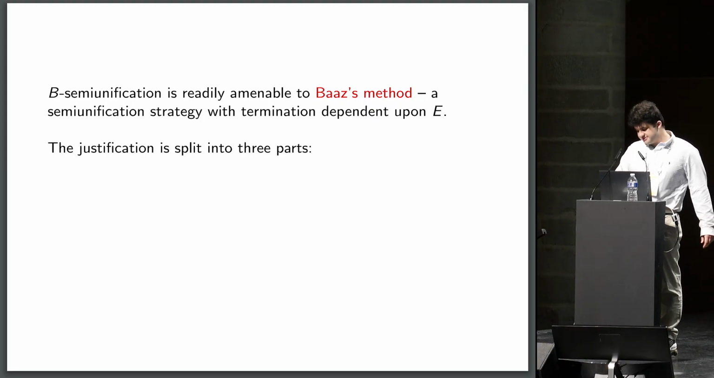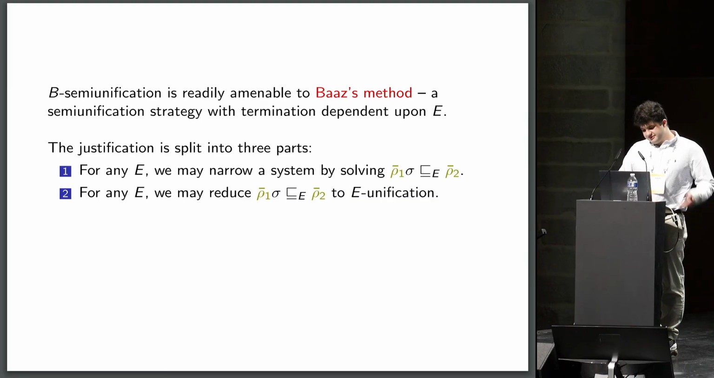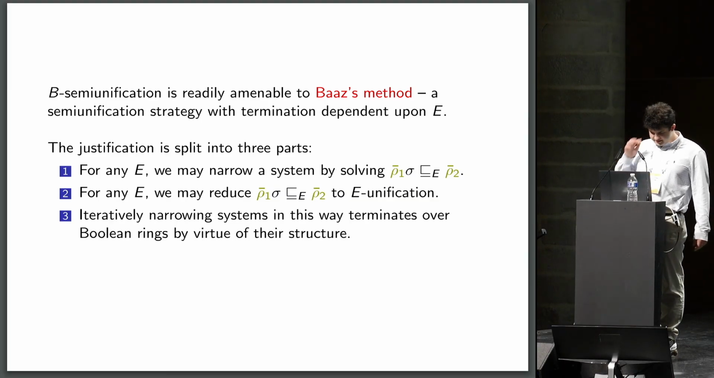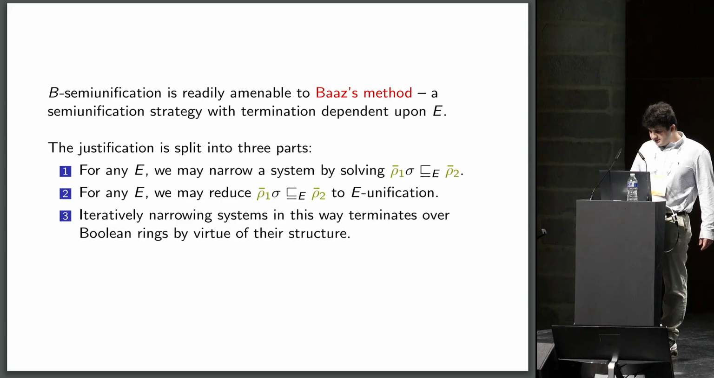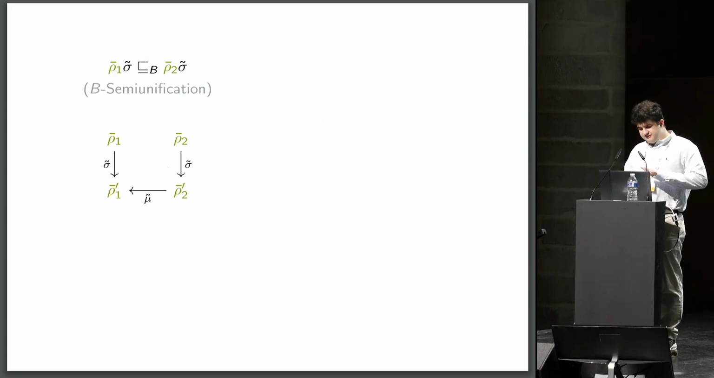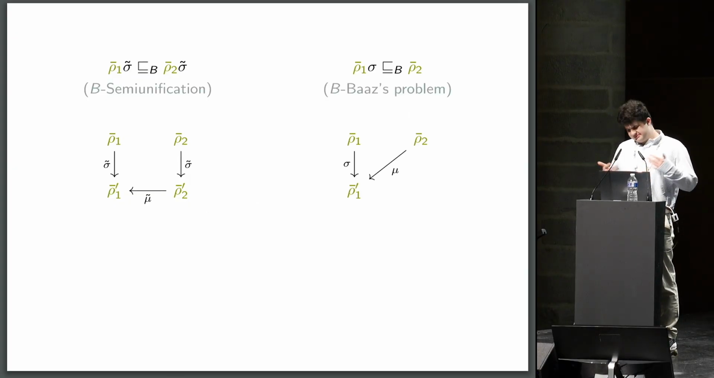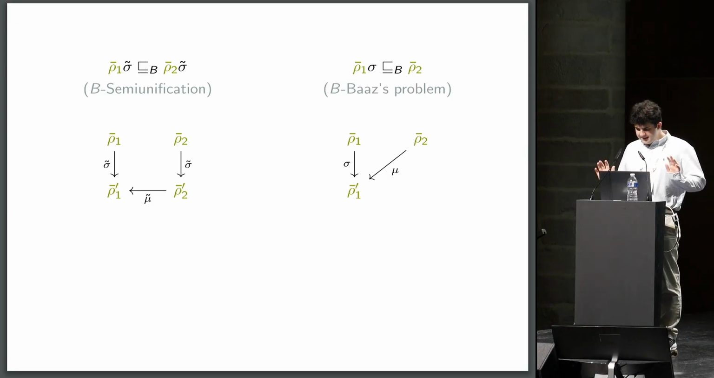So the justification is split into 3 parts. The first 2 points are sort of generic over E. The third is more specific. Okay, so we have Boolean semiunification on the left. We have Baz's problem on the right. I guess the German is more like Bots, but okay.